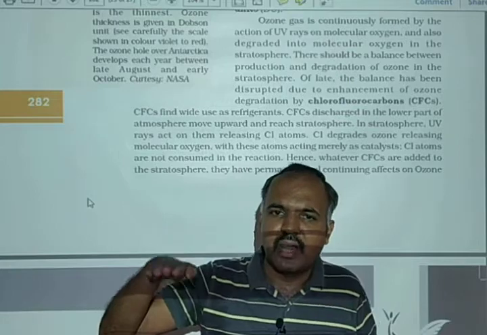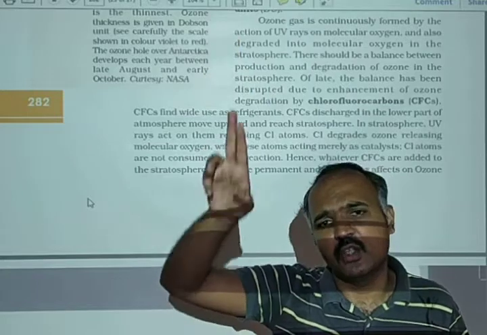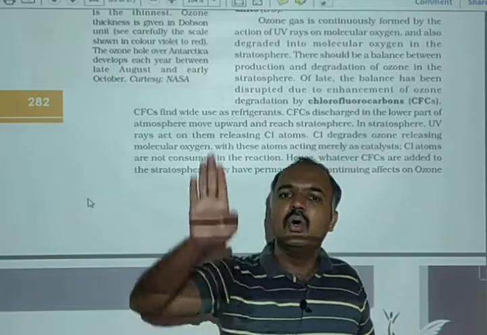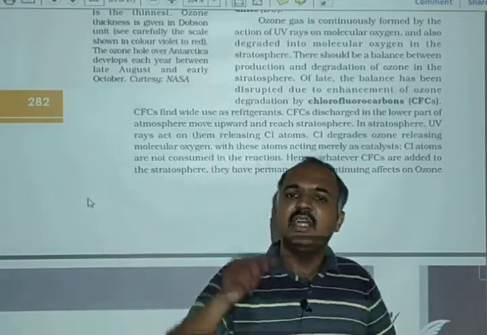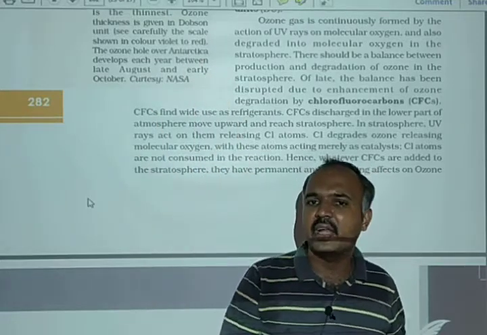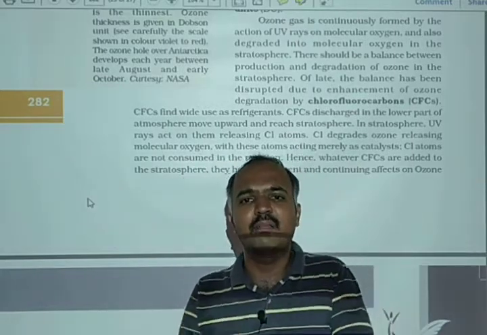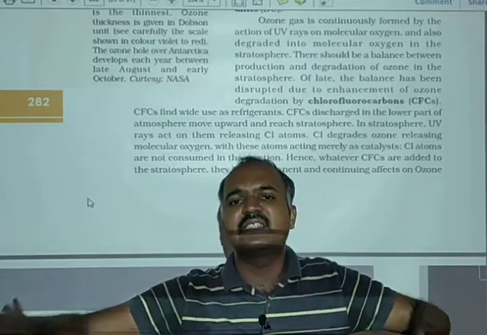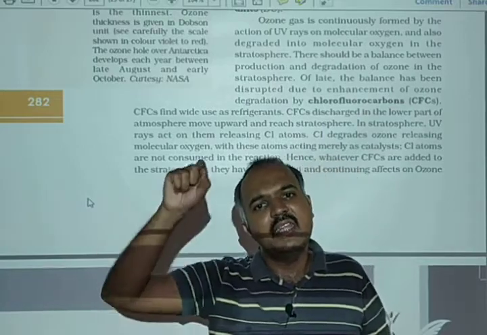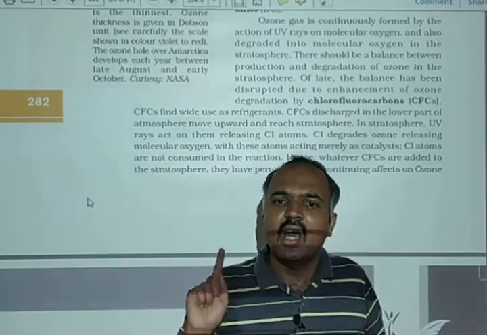That chlorofluorocarbon travels up to the stratosphere because it is light in nature. When it reaches the stratosphere, UV rays act on the chlorofluorocarbon and break it, and chlorine gets separated. What gets separated from the chlorofluorocarbon? Chlorine, and that chlorine increases the ozone depletion.